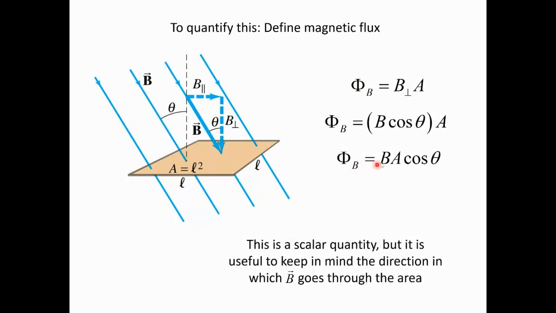It is a scalar quantity the way it's presented in the book. But it does have a direction, as you can see. It's the direction of the magnetic field. So keep in mind that the book will show you this. It'll be a scalar, but it does have a direction. The direction is the direction in which B goes through the area.